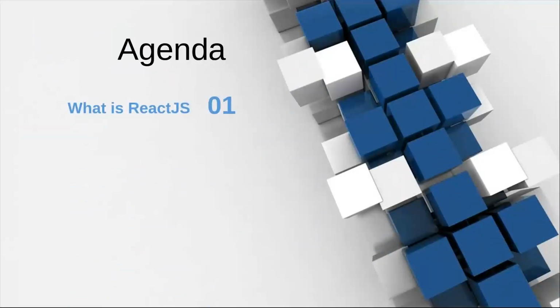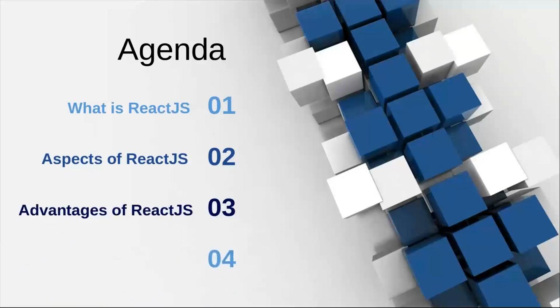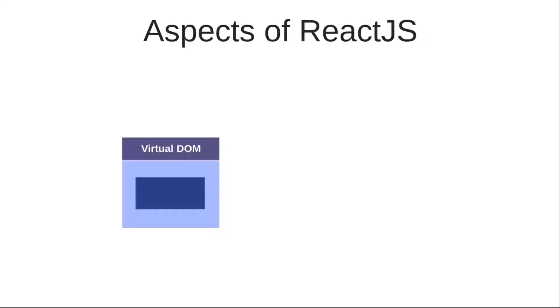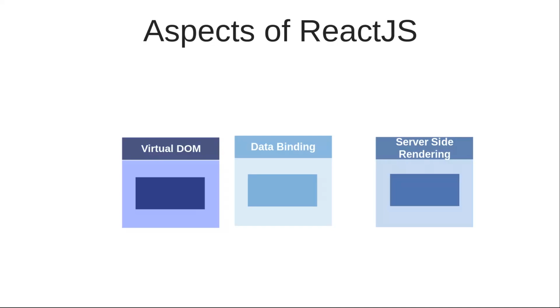The agenda for today's session is what is React.JS, the aspects of React.JS, the advantages of React.JS, and the apps that use React.JS. So, what is React.JS? React.js is an open source JavaScript library. It is also another framework of JavaScript. Now, it is developed by Facebook and it is used to develop interactive user interfaces. Now, different aspects of React.js that we'll be covering over here are virtual DOM, data binding, and server-side rendering.